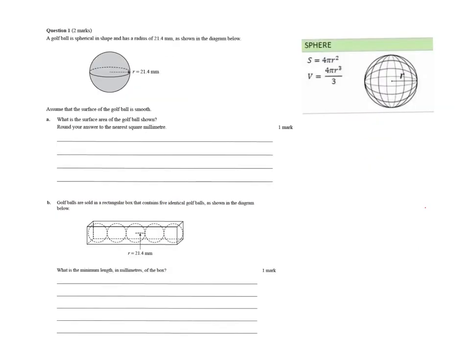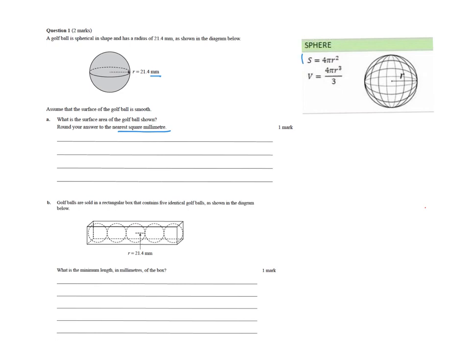Okay, a golf ball is spherical in shape and has a radius of 21.4 as shown in the diagram. Assume the surface of the golf ball is smooth. What is the surface area of the golf ball shown, correct to the nearest millimeter? So they've given you the measurement in millimeters, so that really means to the nearest whole number in this case.